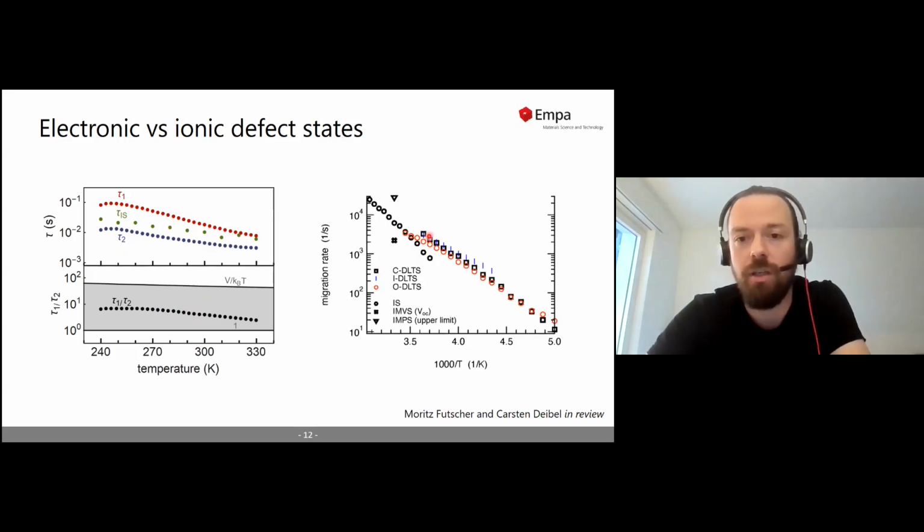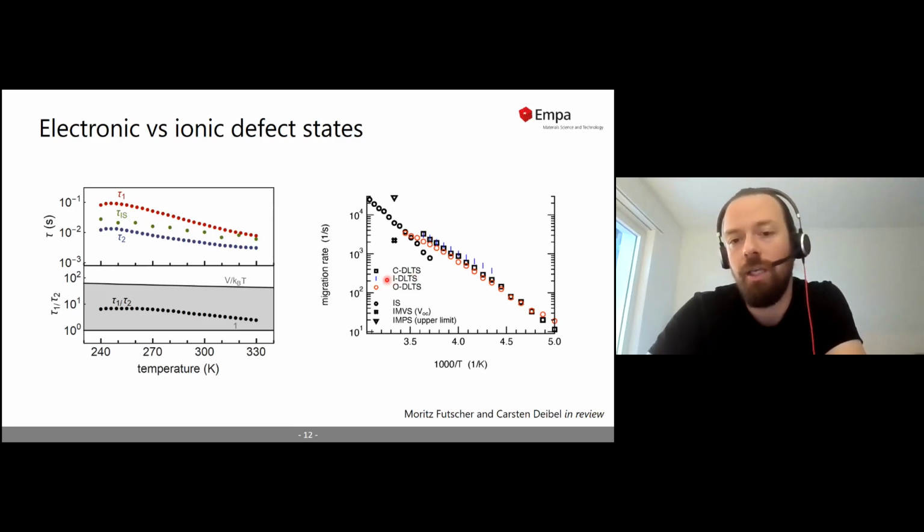And here's a plot from Carsten Deibel, where he now tested this for different measurement procedures. What I've shown you so far is always applying a voltage and measuring the capacitance response. But what about other measurement techniques?